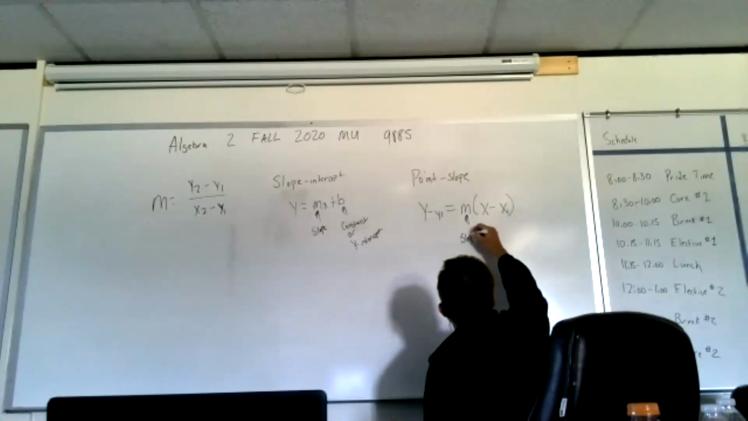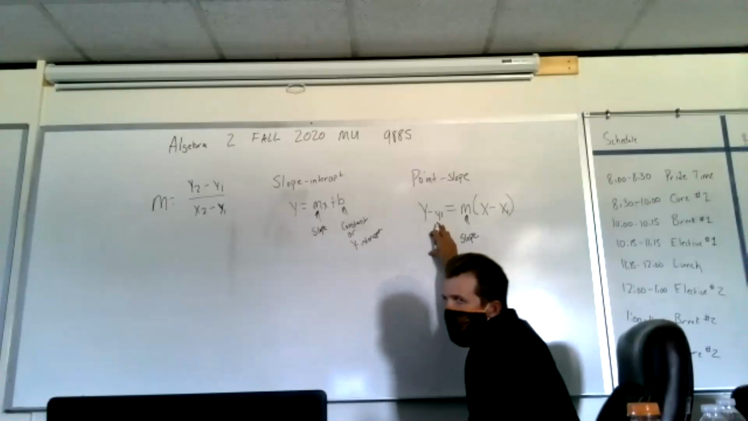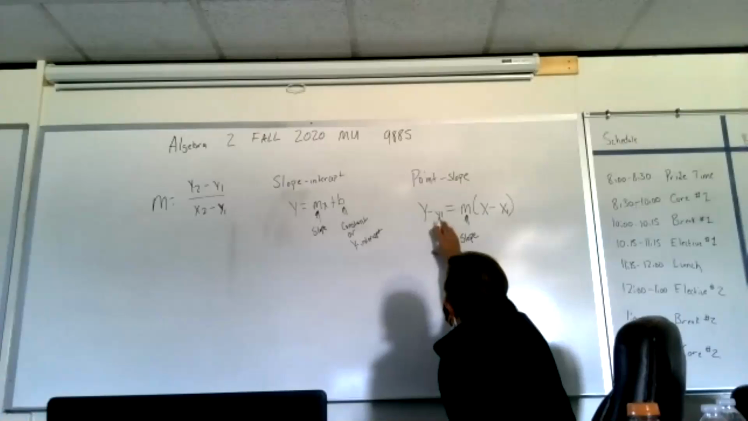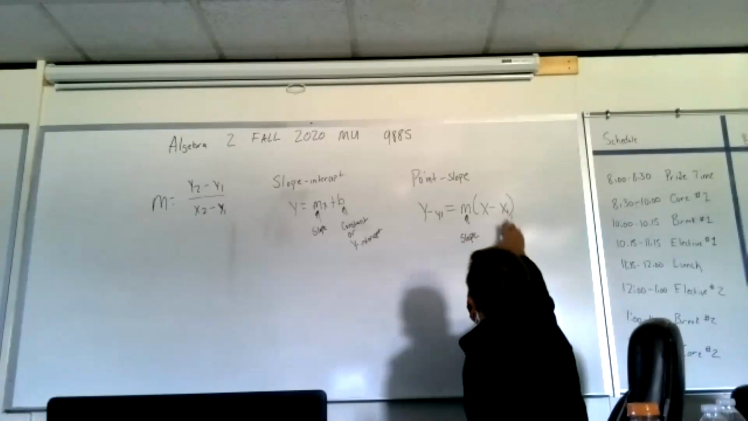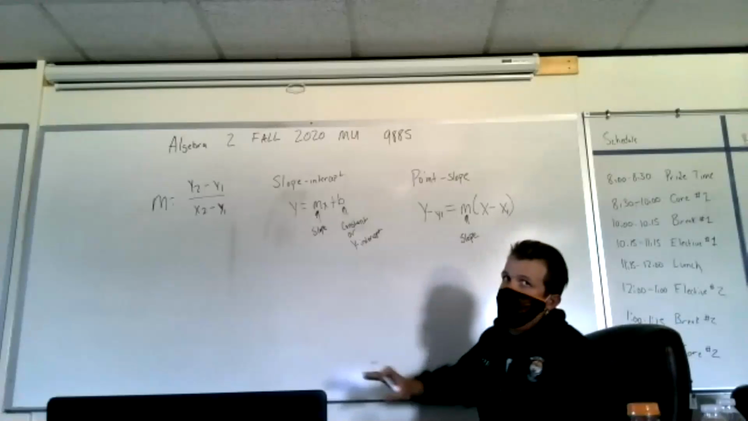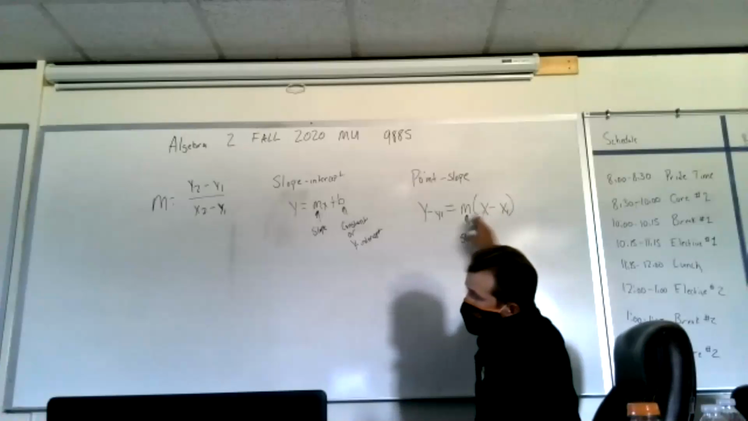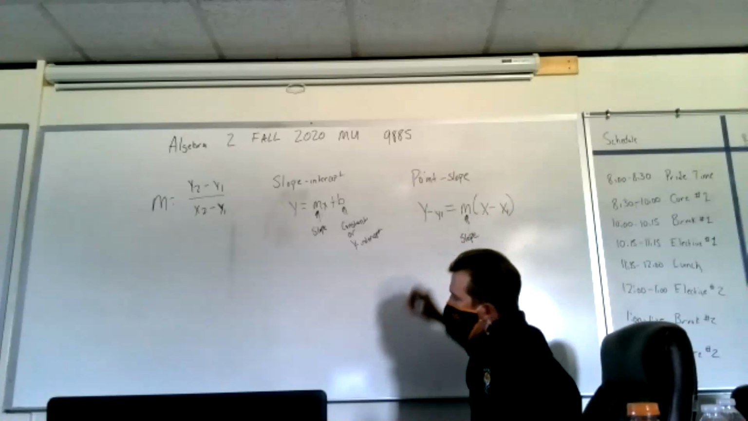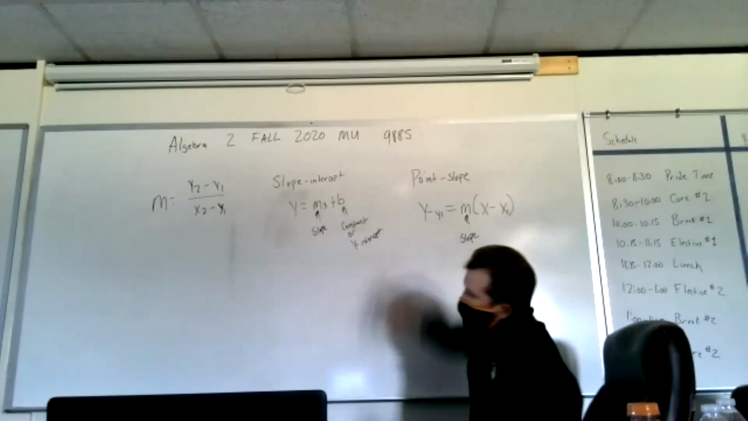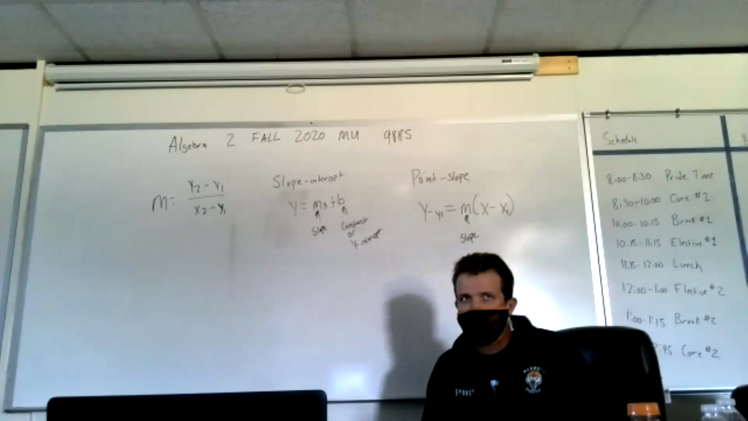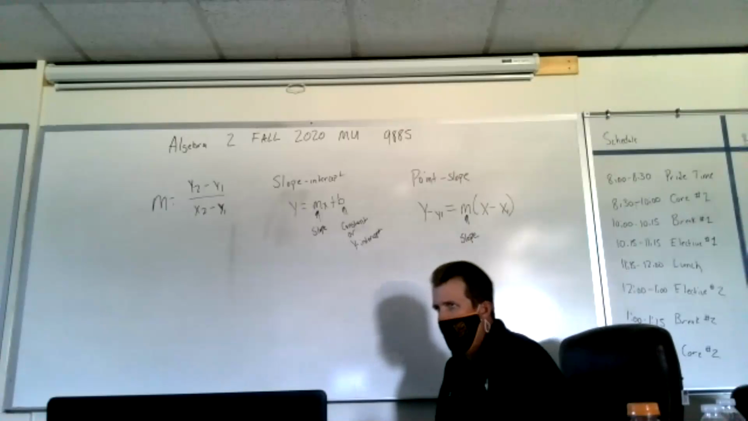Once again, m is the slope. This y1 is the y value of the coordinate pair, so the point that they give us. This x1 is the x value of the coordinate pair. This x would be the input variable so that we can plug in more and more x values. This y is the output variable. So as we plug in more and more x values, we would get more and more y values.